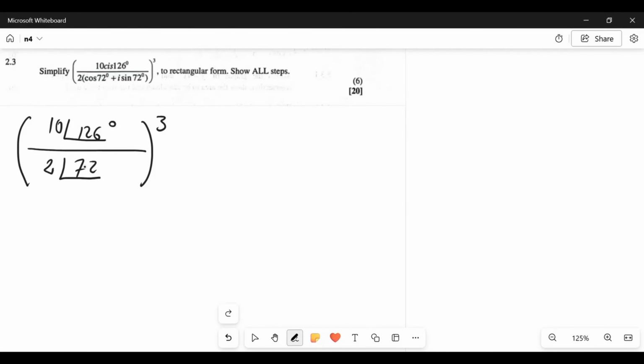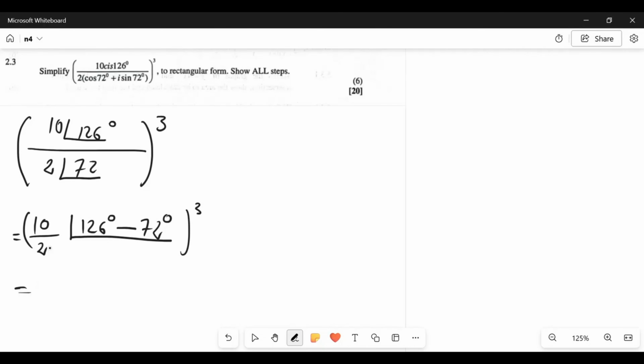It means we need to use De Moivre's theorem. But before you use De Moivre's theorem, we have 2 complex numbers that are dividing each other in polar form. So when you have 2 complex numbers that are dividing each other in polar form, the moduli will divide each other. So if you continue, this is going to be 10 divided by 2, and then polar, we have 126 degrees. The one on the numerator, when it comes to the argument or the angle, is going to be positive, and the one on the denominator is going to become negative there, which is 72. But let's not forget, all this has the power of 3.